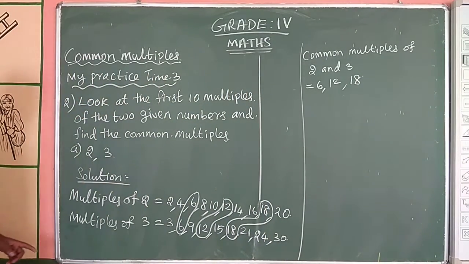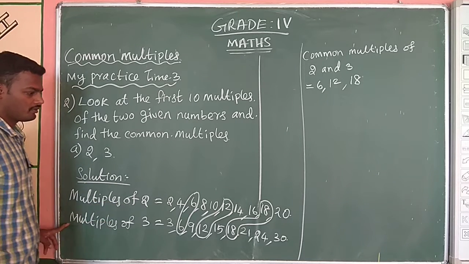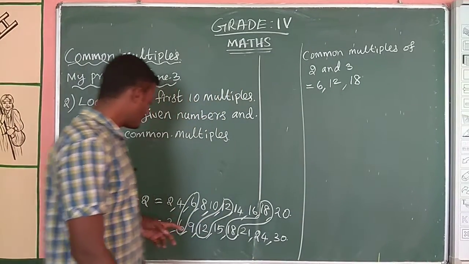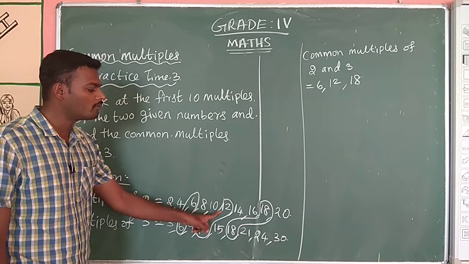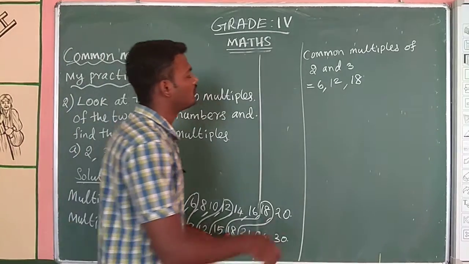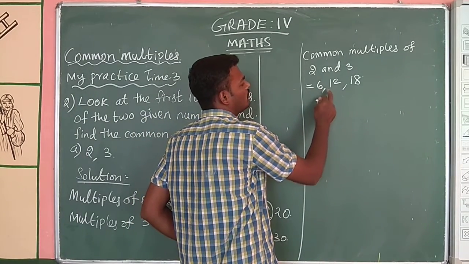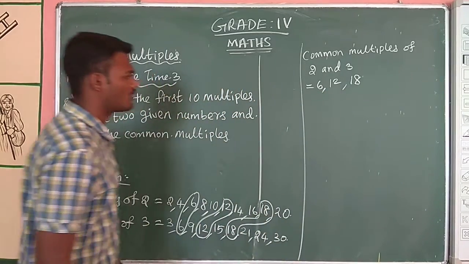So we have the first 10 multiples of 2 and the first 10 multiples of 3. Next we find the common multiples of 2 and 3. Comparing the two, the common numbers are 6, then 12, and then 18. So the first 3 common multiples of 2 and 3 are 6, 12 and 18. And next question.